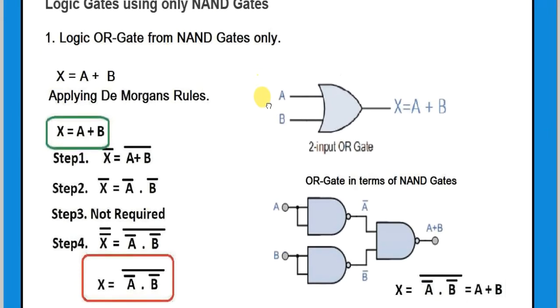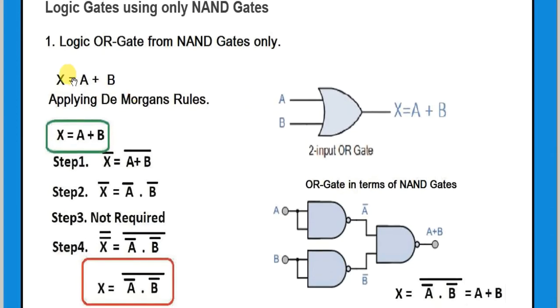First we take the logic OR gate from NAND gates only. Let's say X is equal to A or B. We would now like to express this logic OR gate. This is a typical diagram for the logic OR gate, X is equal to A or B. Now how can we express the OR gate in terms of NAND gates? It doesn't matter how many gates you use, but we should use one type of gate only.